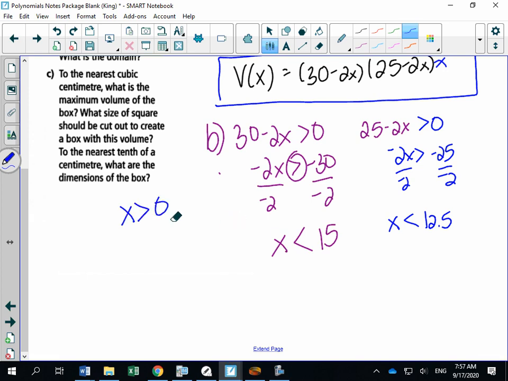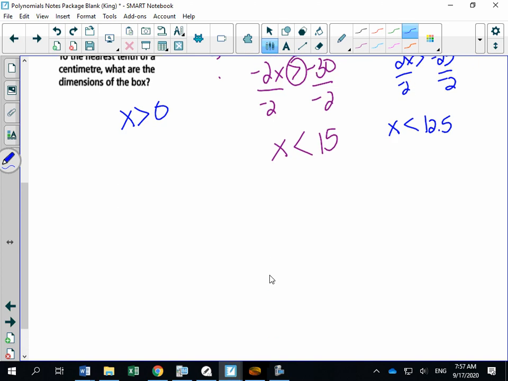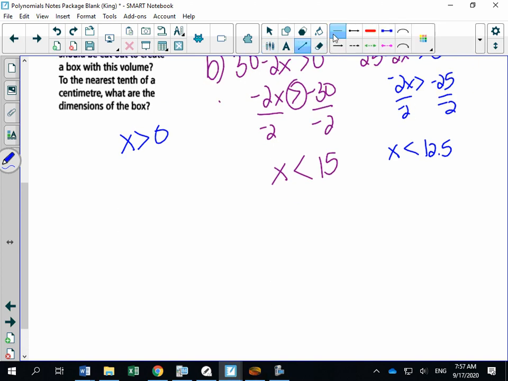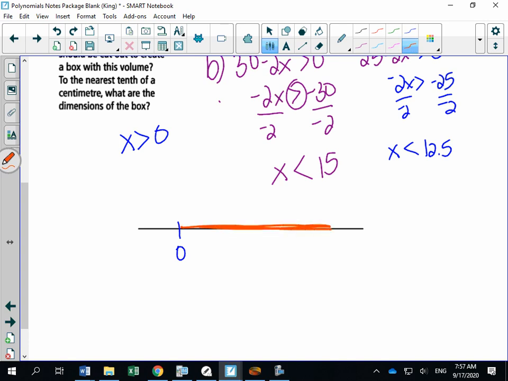Okay, so if I was to put all three of these on a number line and figure out what my domain is, I have 0 here. And I say that x has to be greater than 0. So I'm going to shade this piece, right? And that's going to represent this. Then I'm going to put 15 in. So 15 here. And x has to be less than 15. So that's like all of this. Then I'm going to put that 12.5 in.